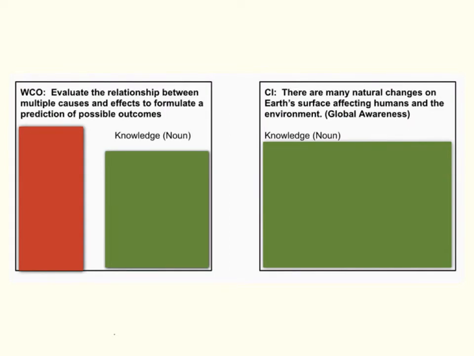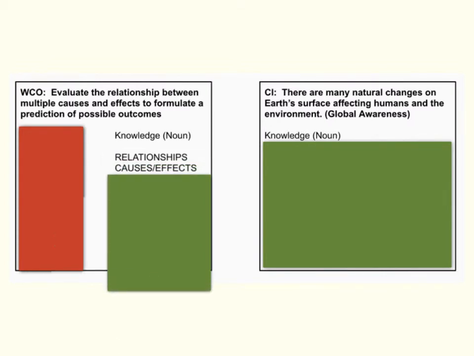All right, now we've had a chance to break down the skills needed to successfully understand our world-class outcome. We want to take a few minutes and look at the knowledge that students are going to need to understand. And these are going to be the nouns that are present in that world-class outcome. So when I take a look at my world-class outcome, the nouns that I would identify are relationships, cause and effects, prediction, and outcomes.